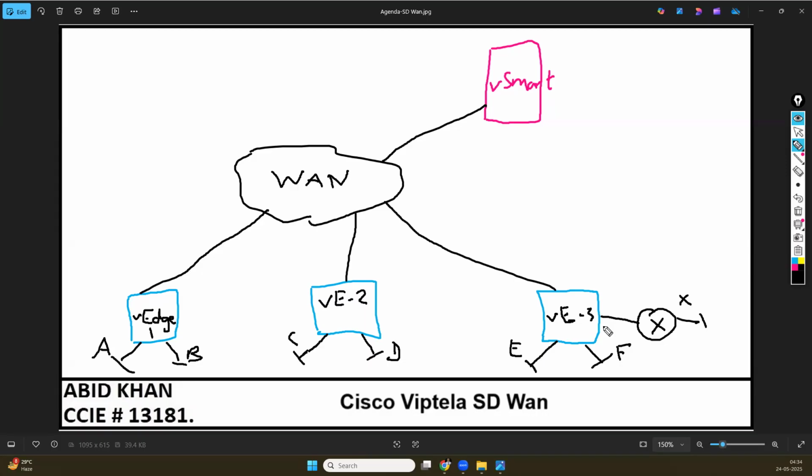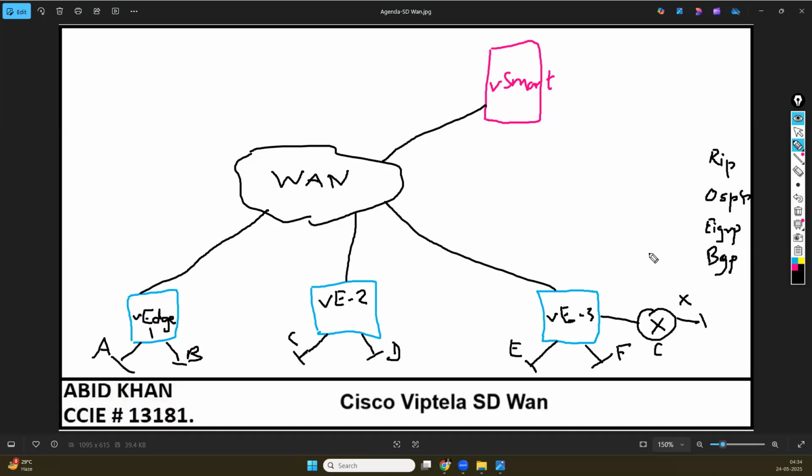So what are the routing protocols supported in Cisco Viptela SD-WAN? Let's assume that this is a Cisco router. A Cisco router supports static routing, it supports RIP, it supports the open protocol OSPF, it also supports EIGRP, and then we can even have BGP also. So these are the routing protocols which we are traditionally aware of.